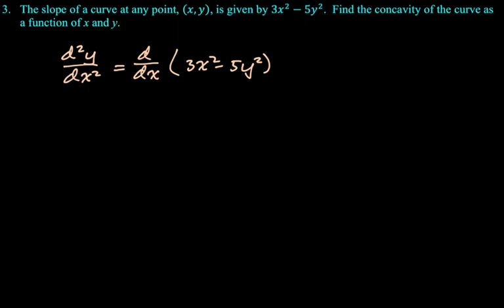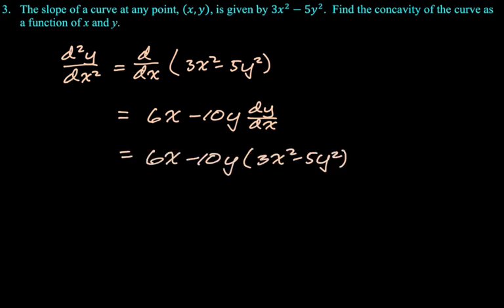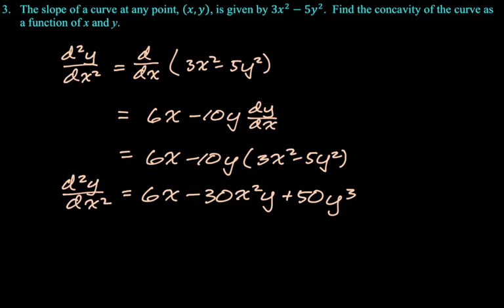Just take the derivative, don't forget the chain rule. So we'll get 6x, then we'll get minus 10y dy dx, because the derivative of y is dy dx. Then you want to replace, because we want a function of x and y, we don't want a dy dx in there. I'm going to replace dy dx with 3x squared minus 5y squared. So that's going to look like this. And then I'm just going to expand. I honestly think you could be done there, but I'm going to expand it so that we get 6x minus 30x squared y plus 50y cubed. I think that's the answer.